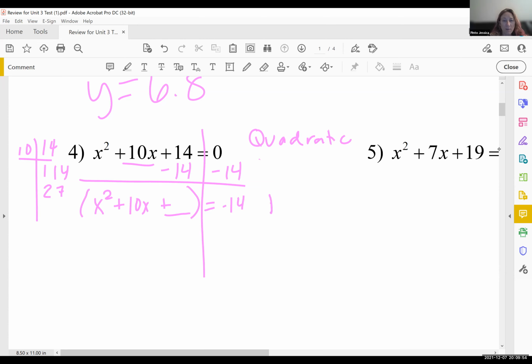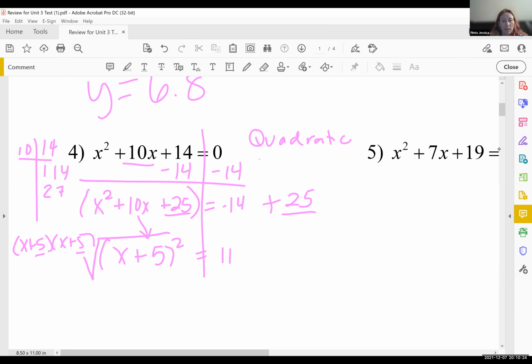So I'm going to just make those blanks there. I know that I want it to be x plus half of 10, 5 squared. And so I think, okay, the fill in the blank would be 5 times 5, because remember it's x plus 5 times x plus 5. So I know 5 plus 5 is 10, 5 times 5 is 25. So 25 minus 14 is 11.